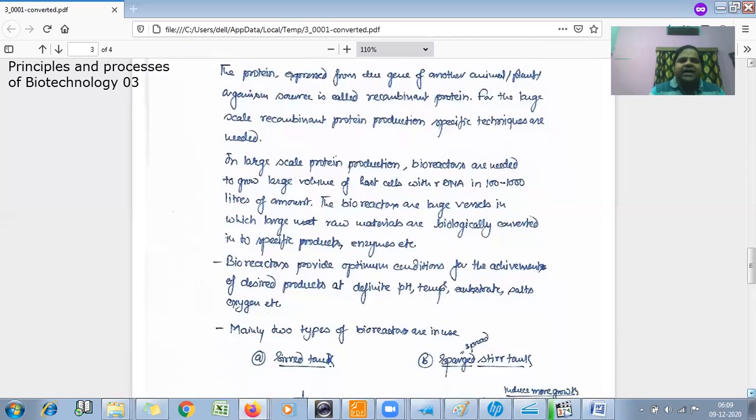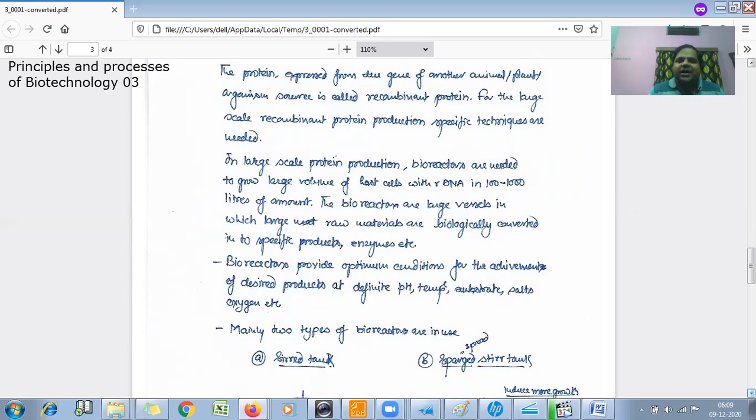And in large scale protein production, we use bioreactors in which we grow a large volume of host cells with recombinant DNA, and it is around 100 to 1000 liters of the amount. It means we grow 100 to 1000 liters of the host cells with our recombinant DNA, and from there we collect our recombinant protein.